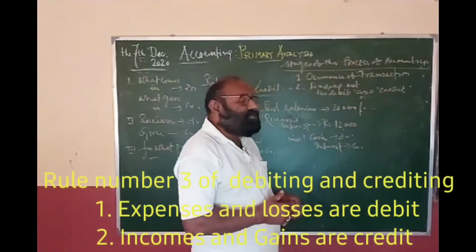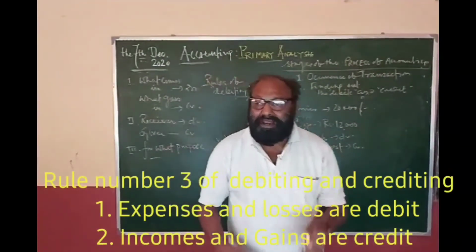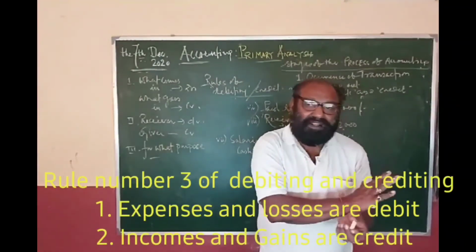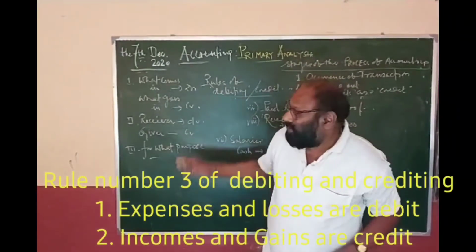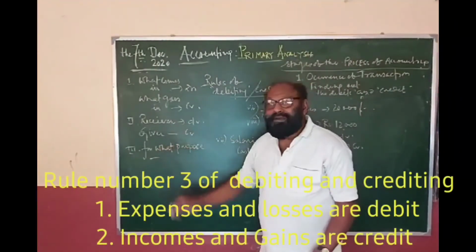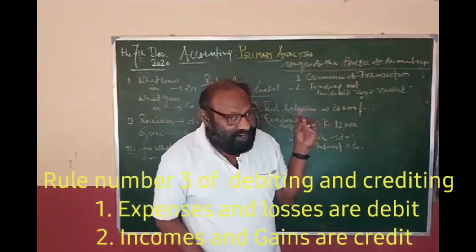I will give you an example: purchased goods from Ram on credit. That means goods are coming in, so goods are debit. Now what is going out? Nothing is going out at this moment. Then you apply this rule: the receiver will be debited, and the giver will be credited.